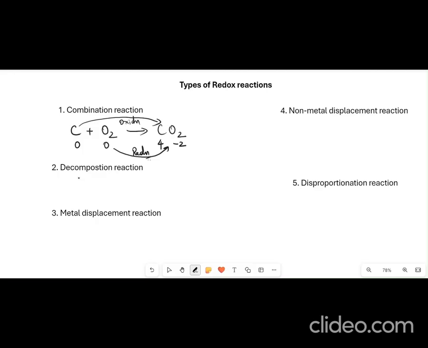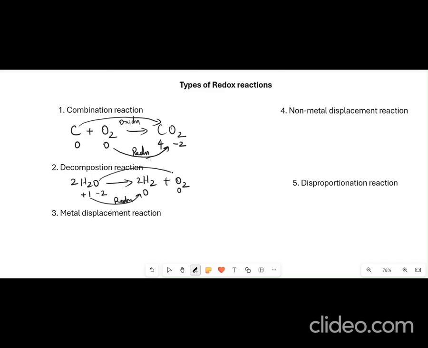In the case of decomposition reaction, let's take an example. 2H2O decomposes to form 2H2 and O2. So here what is happening? Hydrogen is in plus 1 oxidation state, oxygen minus 2, goes to 0, 0. Both of them in 0 oxidation state. So what has happened to hydrogen? From plus 1 to 0, it is reduced, and oxygen from -2 to 0, it is oxidized.